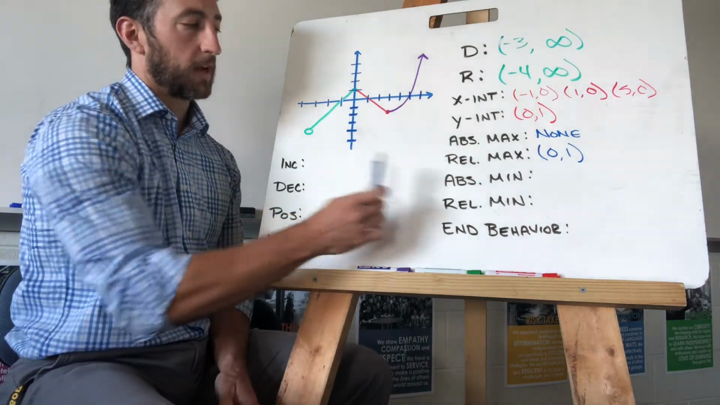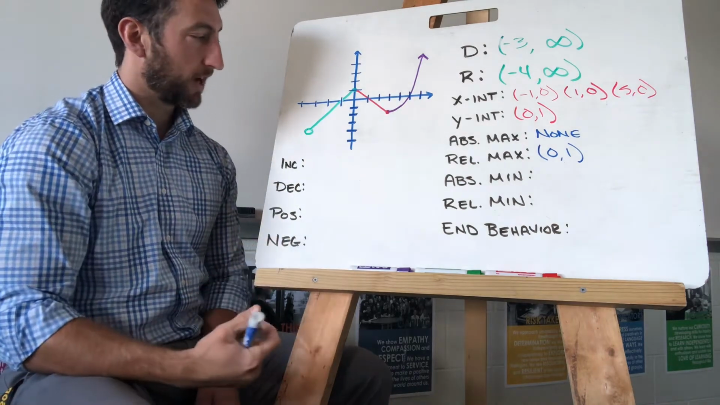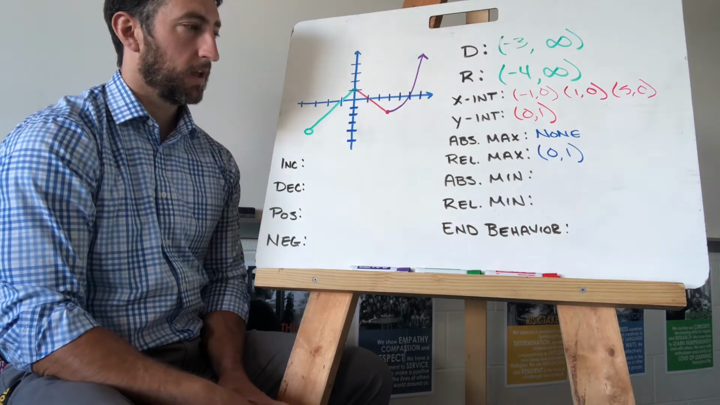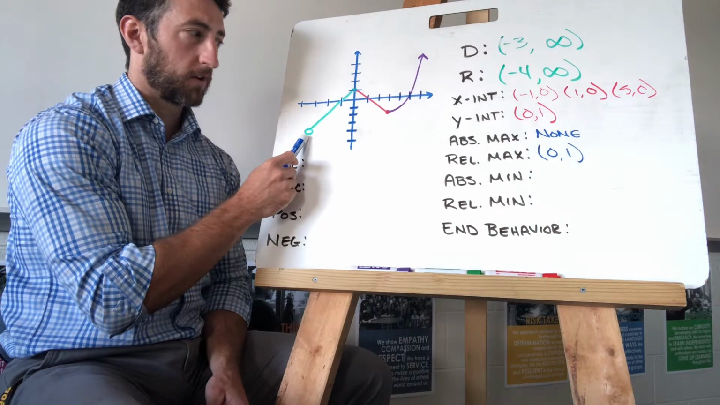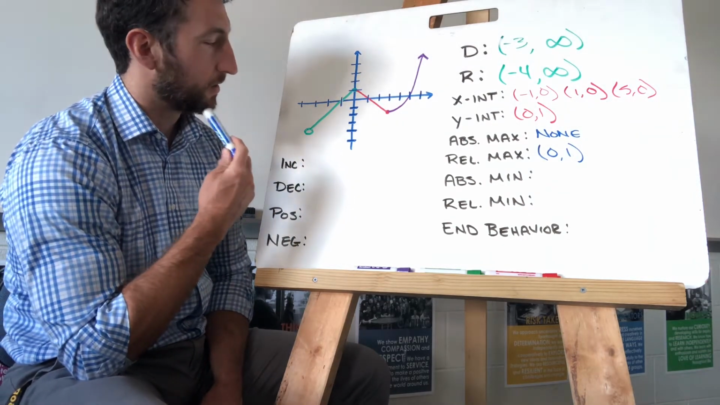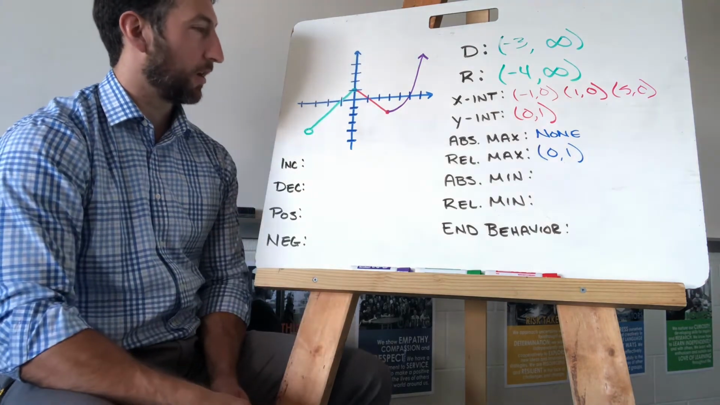Same kind of thing for our absolute minimum. It is going to be the point that is at the very bottom of our graph. Now this one's kind of tricky. I'm going to say this is technically still the absolute minimum of our graph, even though it's not actually there. This probably wasn't the best example to use, but we're going to go with it anyways.